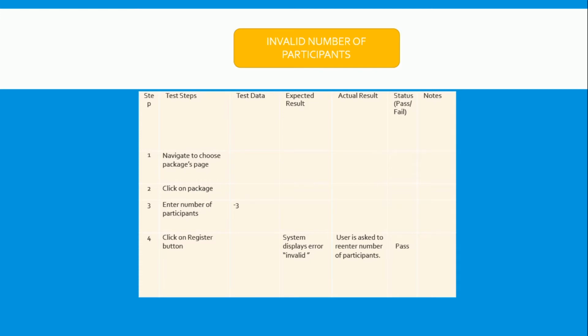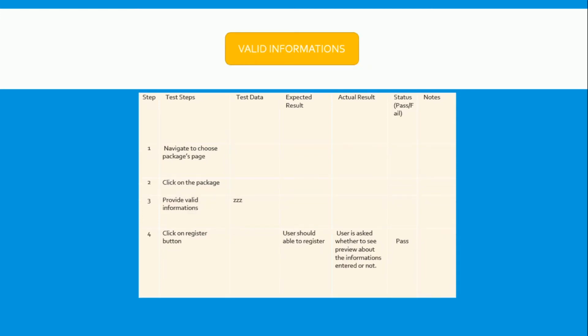For the invalid number of participants, the user navigates to choose package page. Click on the package, enter number of participants. For the invalid number of participants, test data is -3. Click on register button. The system displays error invalid. And the actual result is user is asked to enter number of participants. The status is pass. For the second testing, which is valid information.